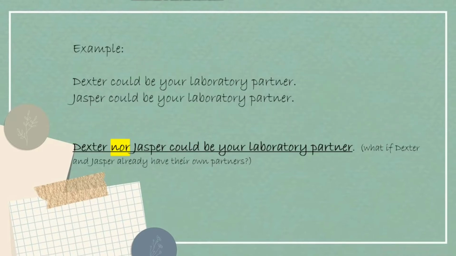For example, neither Dexter nor Jasper could be your laboratory partner. Because there's an explanation here: what if Dexter and Jasper already have their own partners? So again, when we use the word nor, that means we're combining two negatives. That means not one of these people can be her partner.